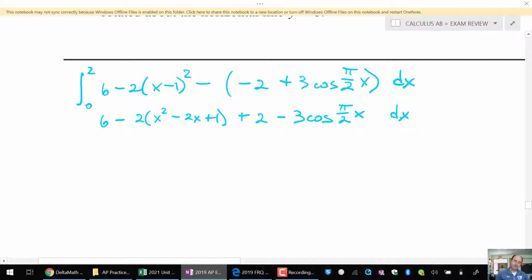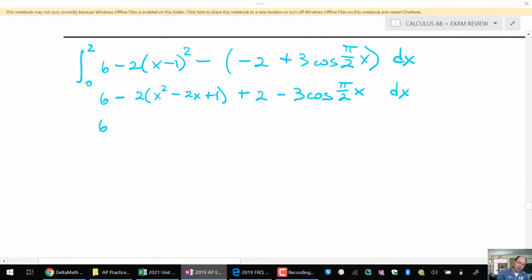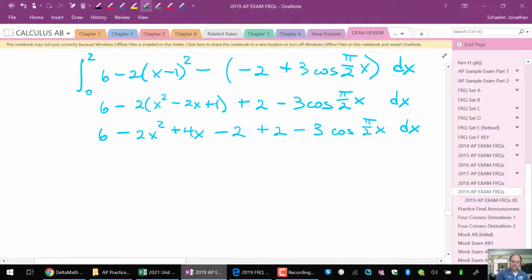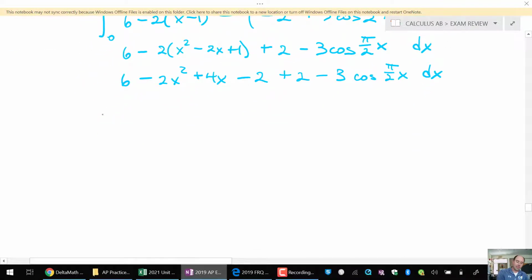And then I'll continue to distribute and simplify. Negative 2x squared plus 4x minus 2. Carry those terms all the way down. And let's see what I now have. This new integral has a simplified integrand. It's going to give me something easier to figure out here.